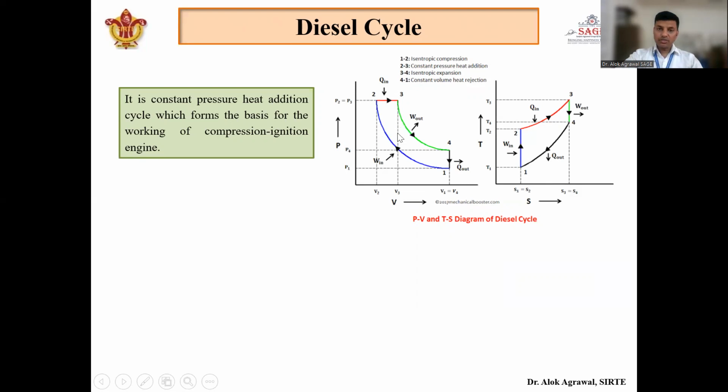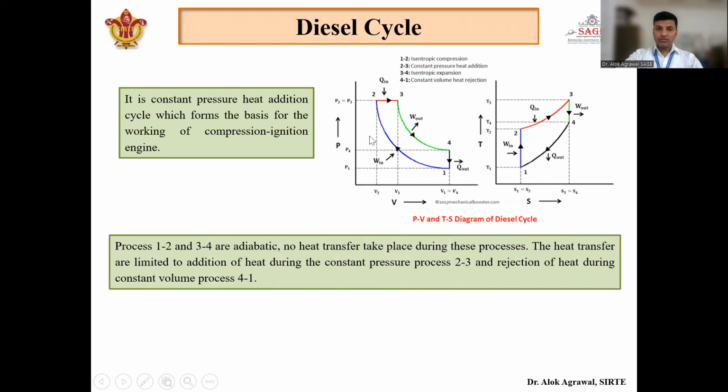Almost these are similar to Otto cycle, but here the only difference is that in Otto cycle the heat addition takes place at constant volume, but here the heat addition is taking place at constant pressure. Again, this 1 to 2 is adiabatic compression and this 3 to 4 is adiabatic expansion. All the processes are reversible. 2 to 3 is constant pressure heat addition and 4 to 1 is constant volume heat rejection.